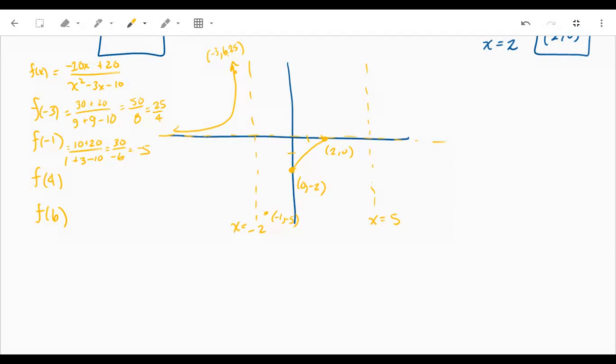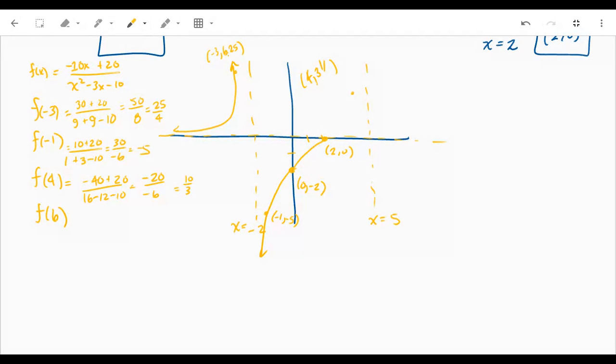What we're unsure of is what's going on after that. Are we coming back down after x equals 2, or is it going back up or continuing up? So f of 4 is going to tell us that. f of 4 would be -40 plus 20 over 16 minus 12 minus 10. So -20 over -6, which would be 10 thirds, so 3 1/3. So (4, 3 1/3). So now we can see what's going on. It's looking like that.